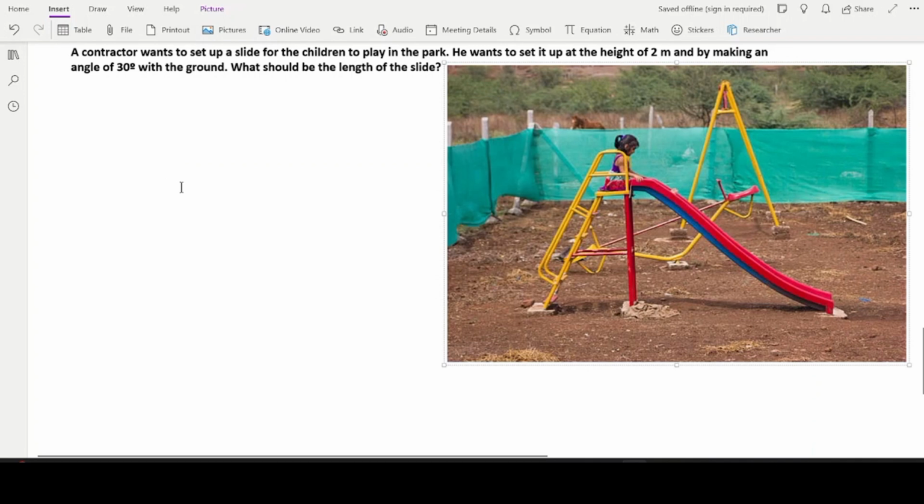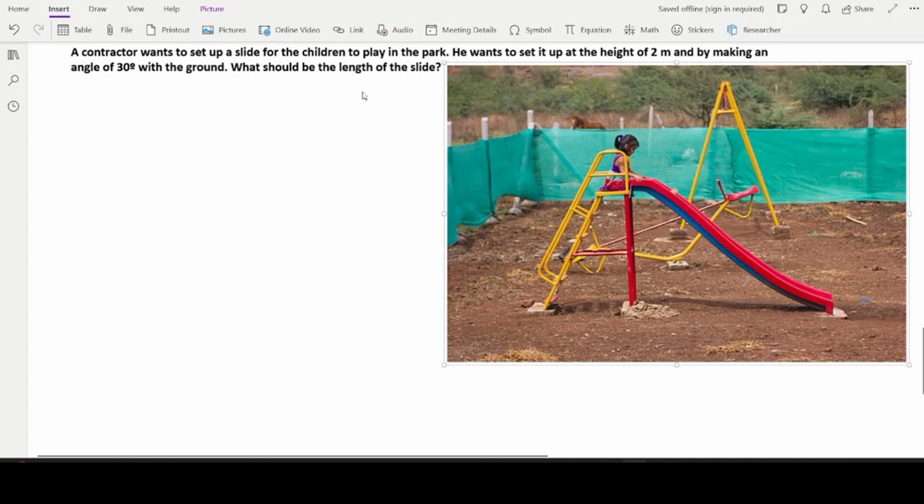Okay, now let us start the third problem. It states that a contractor wants to set up a slide for the children to play in the park. He wants to set it up at a height of 2 meters and by making an angle of 30 degrees with the ground. What should be the length of the slide?